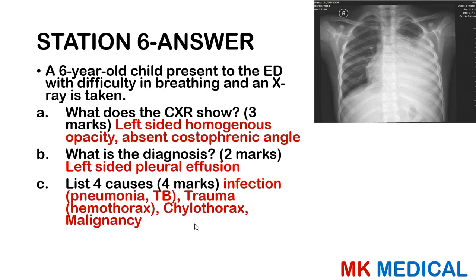Here comes the answer. So here you have a left-sided homogeneous opacity. You can't see the costophrenic angle on the left side. So this is obviously consistent with a left-sided pleural effusion. Things that may cause a pleural effusion in children include infections like pneumonia and TB, trauma, which could be attributed to a hemothorax. It sometimes could be a chylothorax. It sometimes could be a malignancy, although those are not so common in children. That's why I put that as the last option.